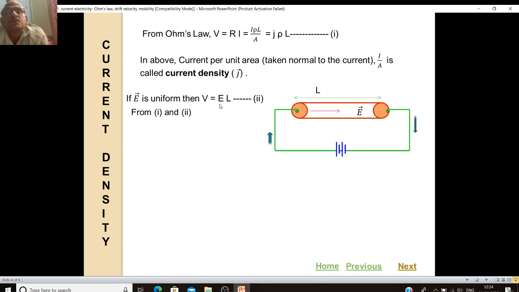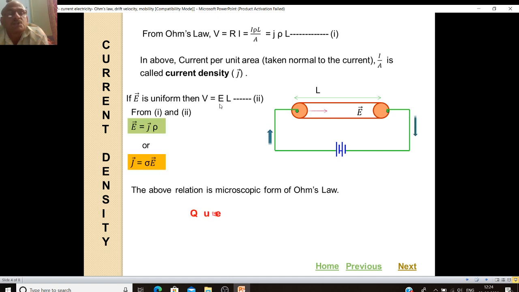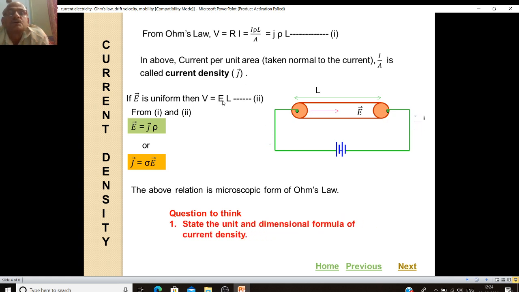So if we solve equation 1 and equation 2, we will find vector E equal to J into rho, or J equal to E by rho, and 1 by rho is called conductivity. Reciprocal of resistivity is called conductivity, denoted by sigma. These two relations are the microscopic form of Ohm's law.